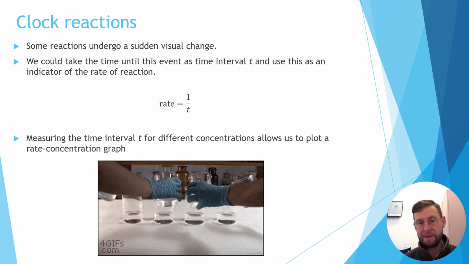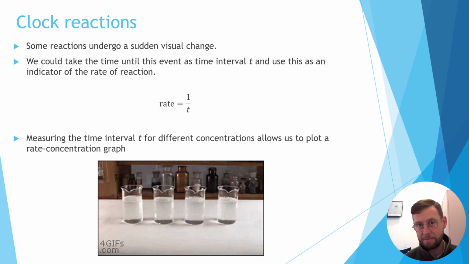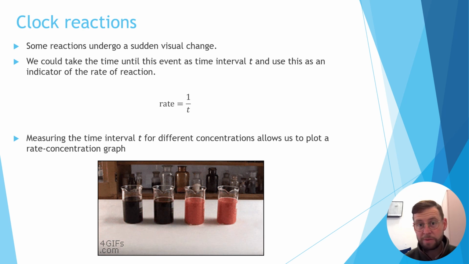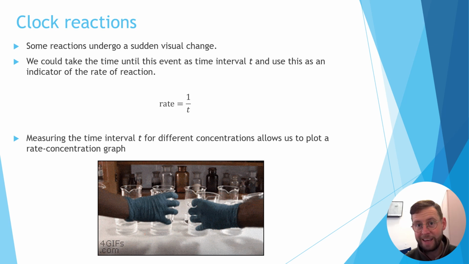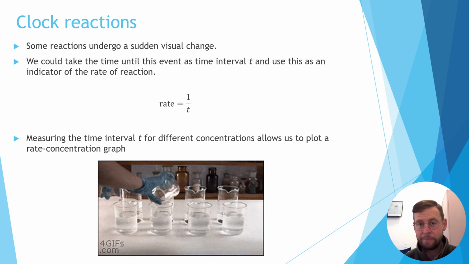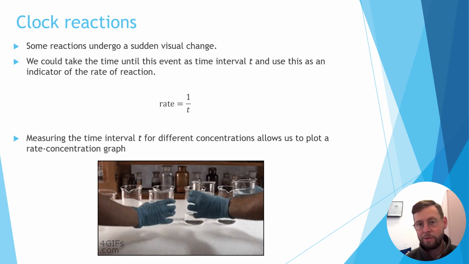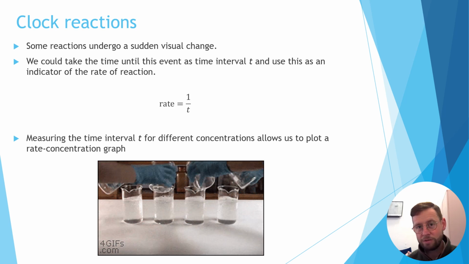Now, you can probably figure out that if the reaction has taken a very long time to happen, then the rate of reaction must be pretty low. In fact, we can work it out because 1 divided by the total time for the reaction to occur in is equal to the rate. And then as soon as we know the rate, we can now use that in a rate-concentration graph.